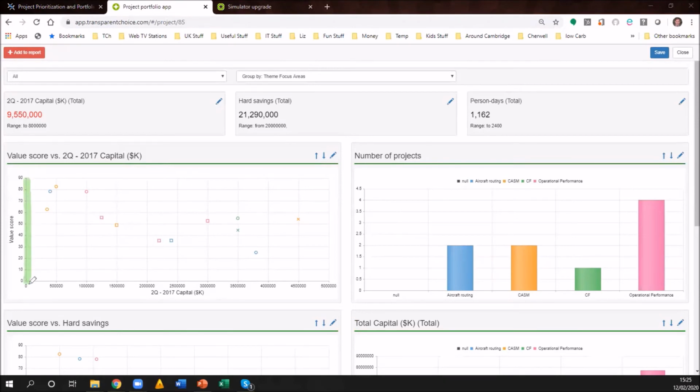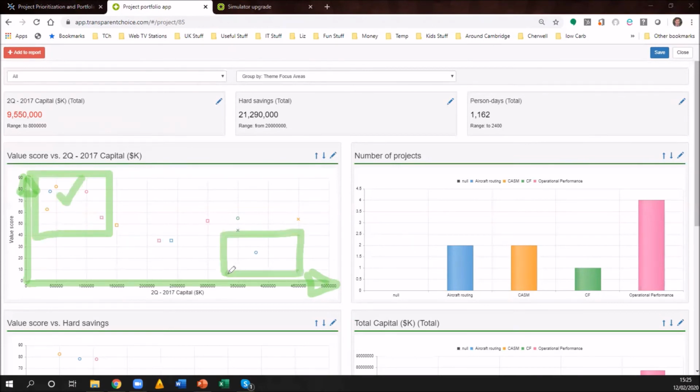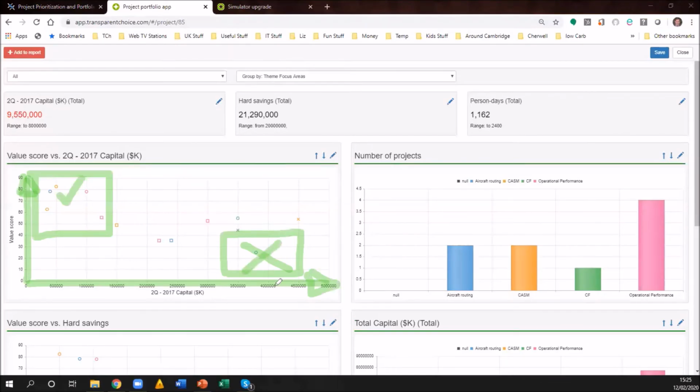I've set this up so that we have the value, right? So that's the score that the project's got against investment. So good projects live up here. These are high value, low investment. That's good value for money. Projects over here are low value, high investment, right? So these are bad projects. These are low value for money projects. So we want to be doing these ones and not those ones. So this helps take the politics out of the whole process.